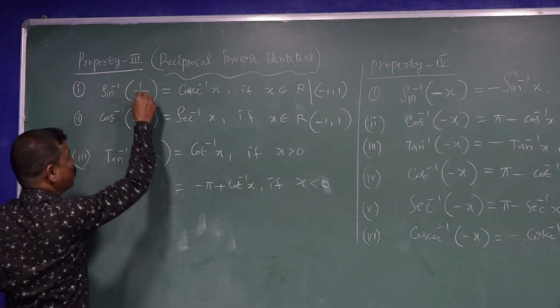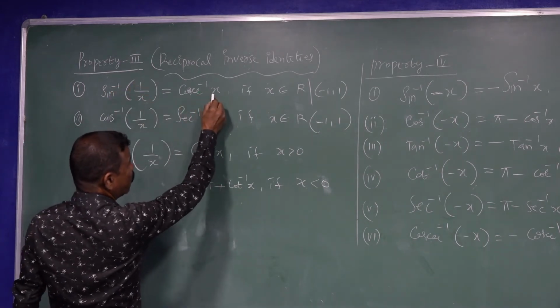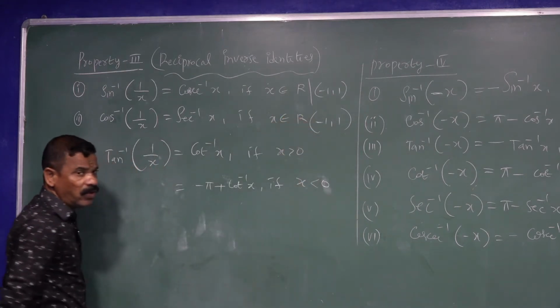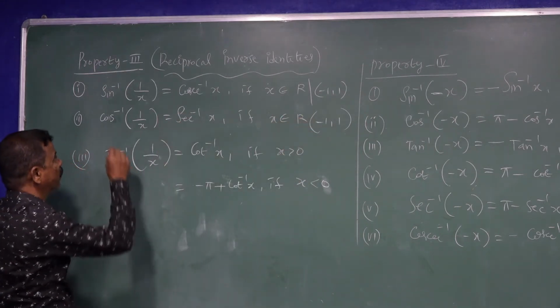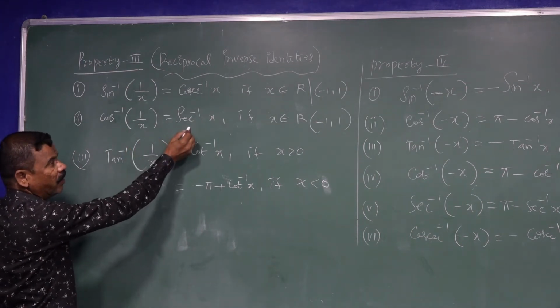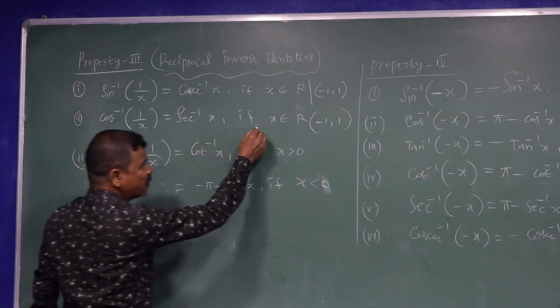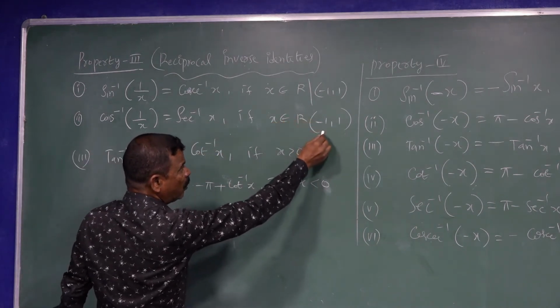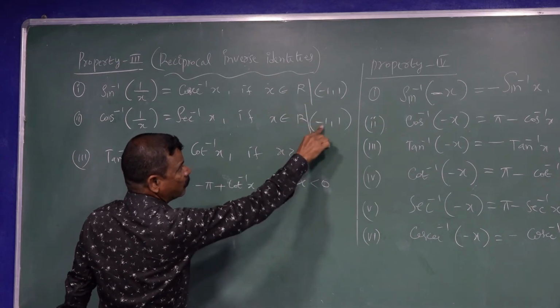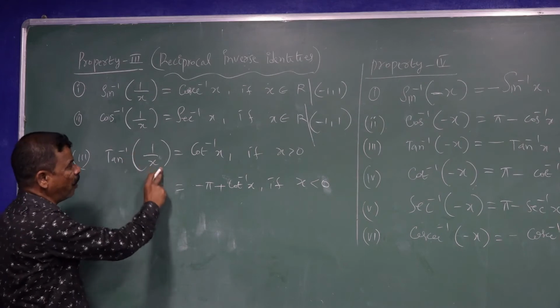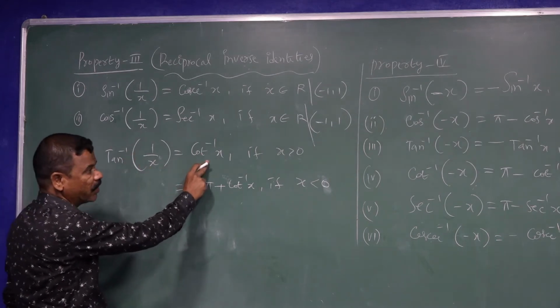Then sin inverse of 1 by x is equal to cosec inverse x, where x belongs to R minus (-1, 1). Next, cos inverse of 1 by x is equal to sec inverse x, and this is also for x belonging to all real values except (-1, 1). Here tan inverse of 1 by x is equal to cot inverse x.